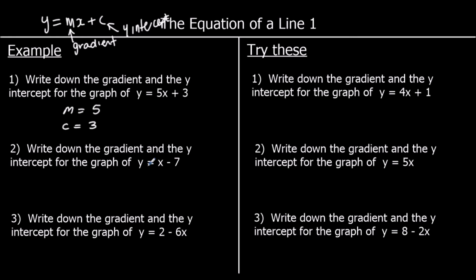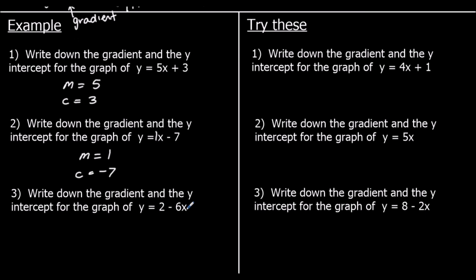For the second one, we've got y equals x minus 7. So there's no number in front of the x, but we can say there's 1x. Having no number in front of x is the same as having 1x. So it's got a gradient of 1 and a y-intercept of negative 7.